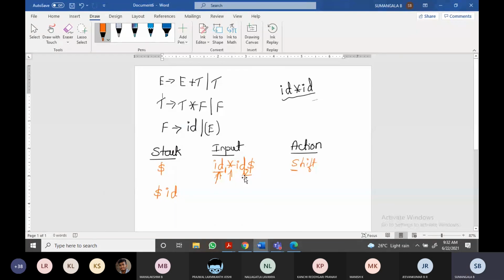Understood? Understood the first step? Yes, ma'am. Yeah, take down step by step so that it's easy to understand.